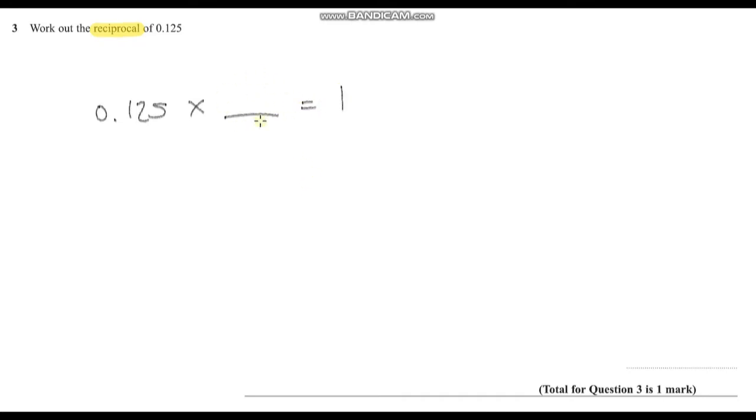So to work out what this missing number is, we can just divide by 0.125. So 1 divided by 0.125. And when I put that into a calculator, we get an answer of 8. So the reciprocal of 0.125 is 8 because when we multiply these two numbers together, we get an answer of 1. So our answer is 8.